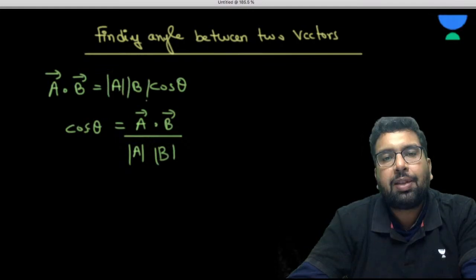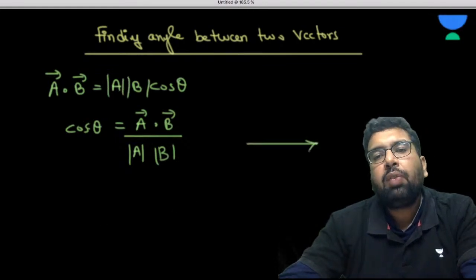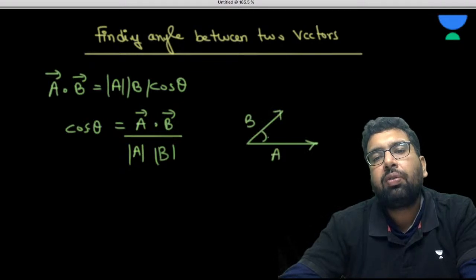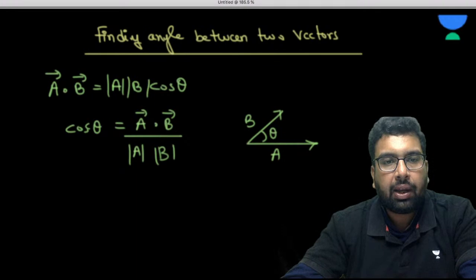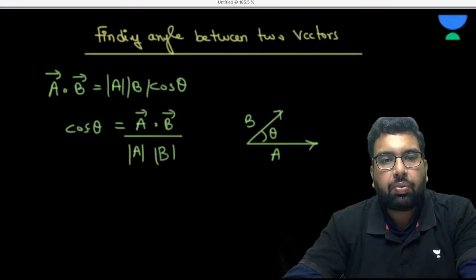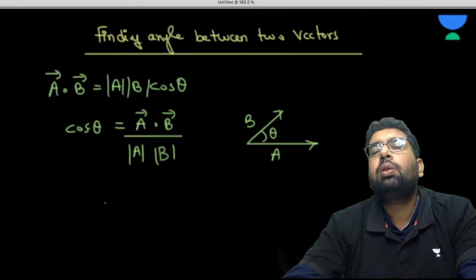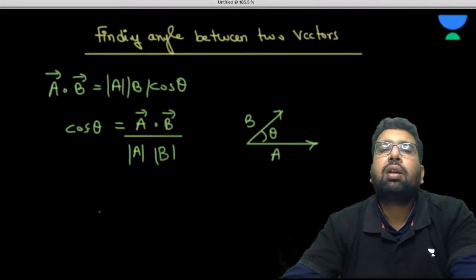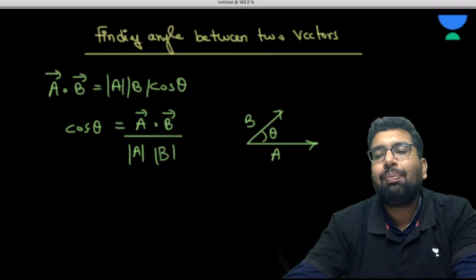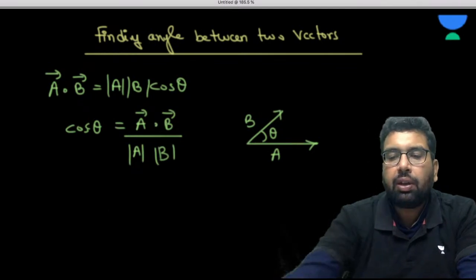Very simple, sir. Very simple. So, sir, what is the requirement? We already have it. You must understand where we can apply this very concept. See, the dot product of two vectors, that is A vector dot B vector, is going to be AB cos theta.